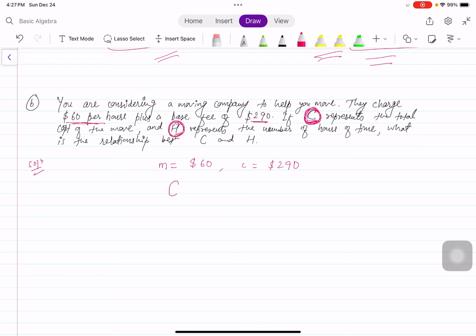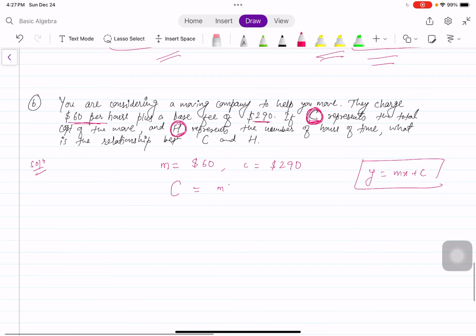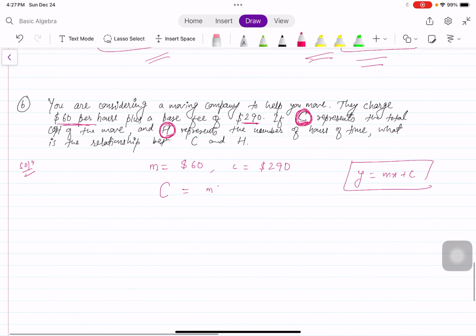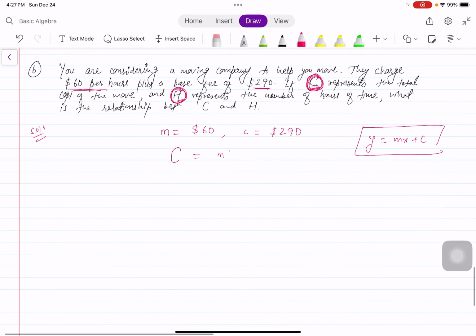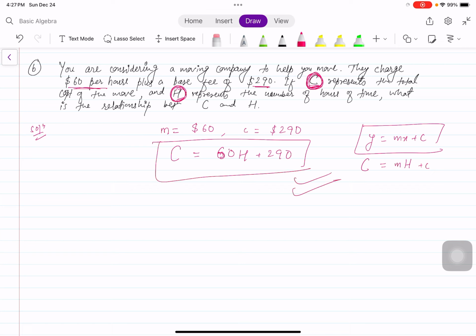So y = mx + c is the standard slope-intercept form. What is the rate here? The rate is m, and c is the fixed value. What are we modeling here? We are modeling capital C with respect to what? The number of hours. So this will be the form, right? What is m? m is 60, so C = 60h + 290. So this will be the model equation written directly.